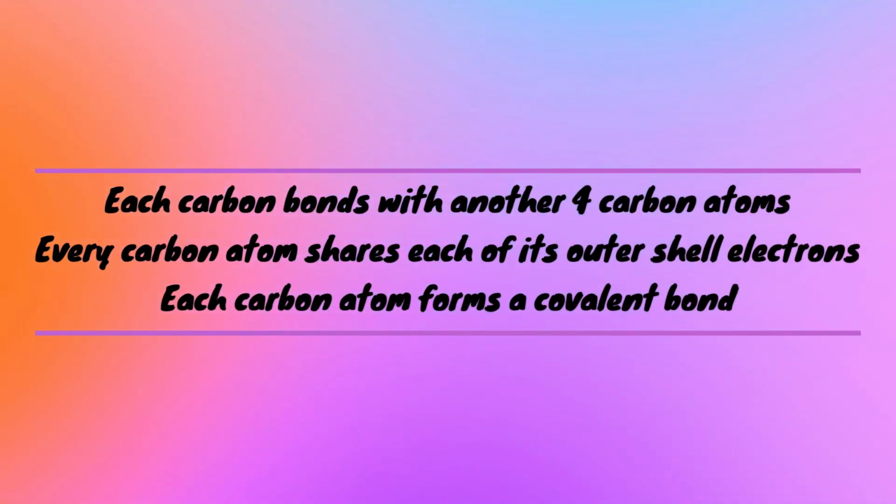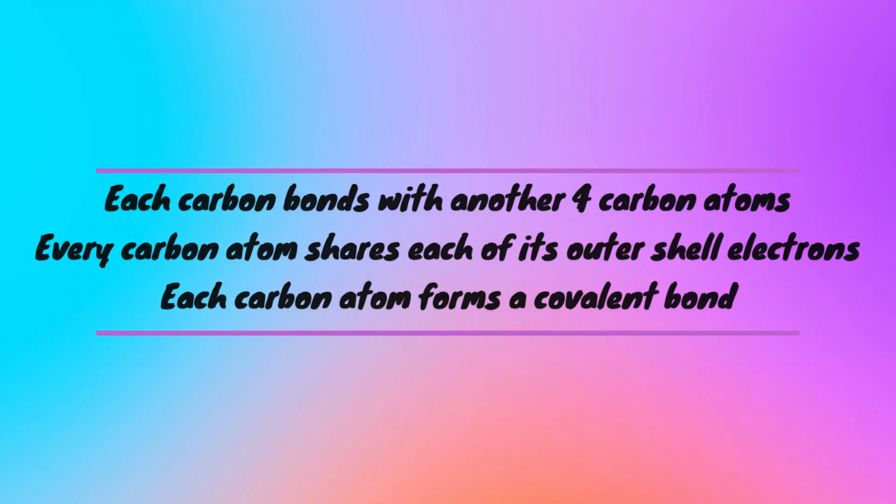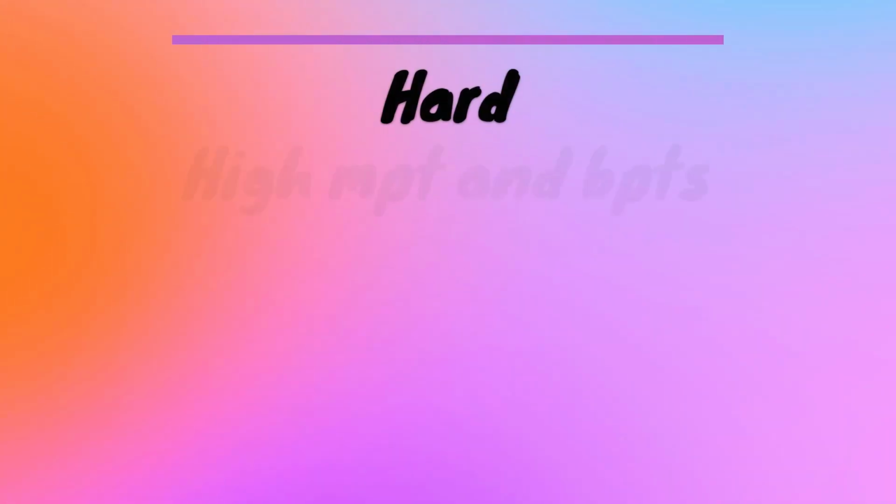Diamond is naturally formed. Each carbon atom connects or bonds to another 4 carbon atoms. Really important you learn that. Every carbon atom shares each of its valence, so outer shell, electrons, and each carbon atom forms a covalent bond with other atoms. Its properties, well, diamond is very hard. It has a rigid, uniform 3D structure. It has high melting and boiling points.